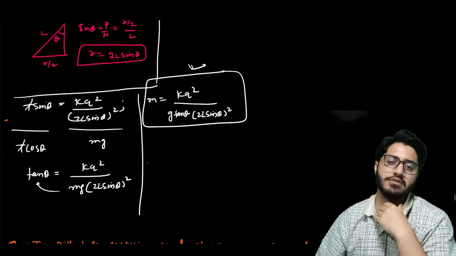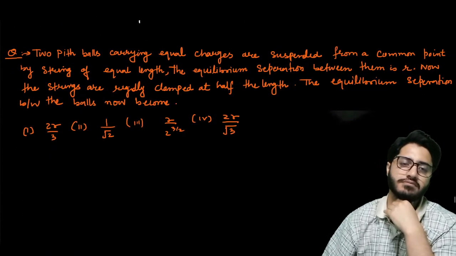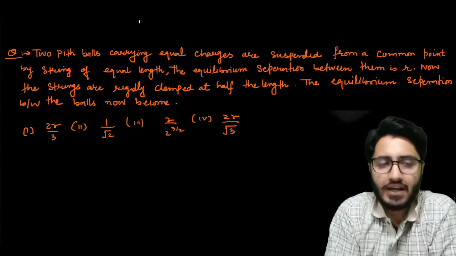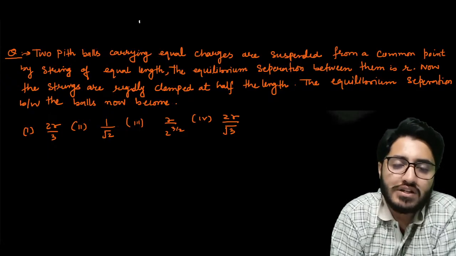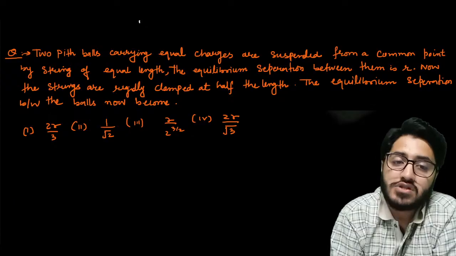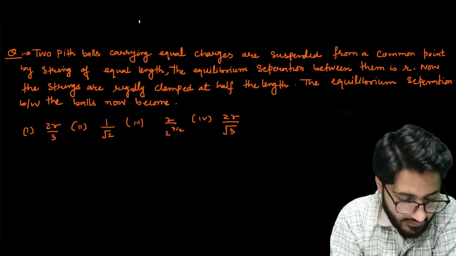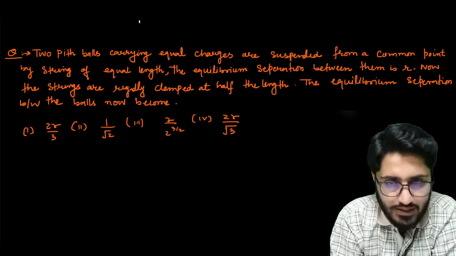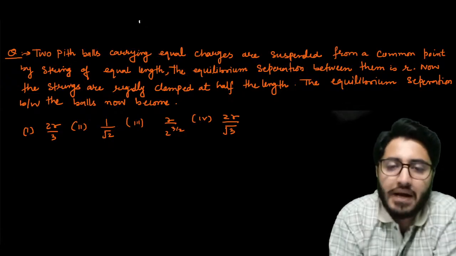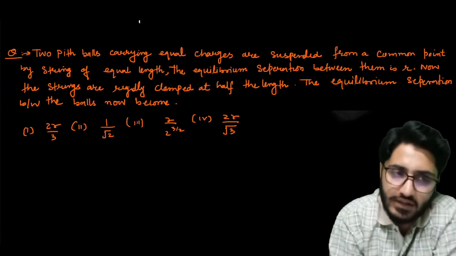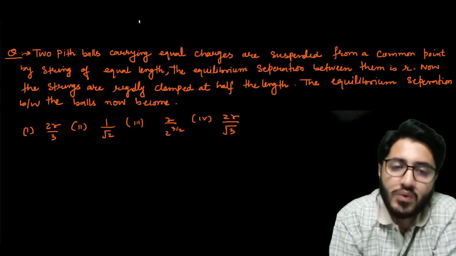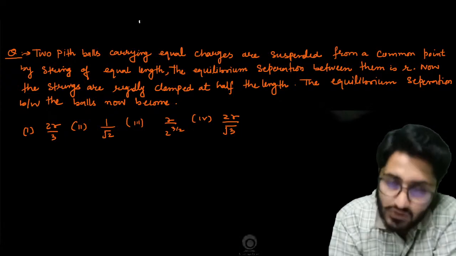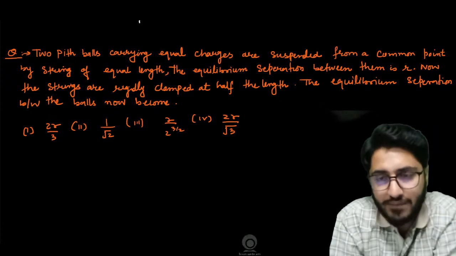Okay, now next numerical. Two pith balls carrying equal charges, equal charge, that means Q1 is equal to Q2, both are equal to Q, suspended from a common point by strings of equal lengths. The equilibrium separation between them is R. Now the R is given to us.